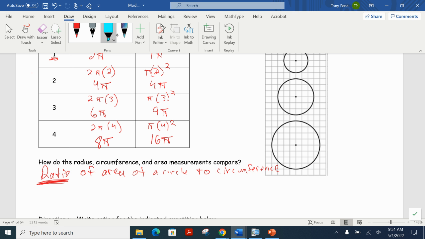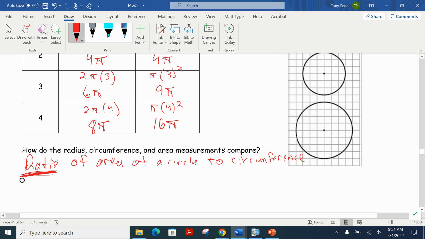Okay, can anybody give me a ratio they use here? Because there's a bunch of different ways you can go about this with what you currently see on the paper. Anybody? Armando? What'd you simplify? What did you do? Okay, so he did 16 pi divided by 8 pi.